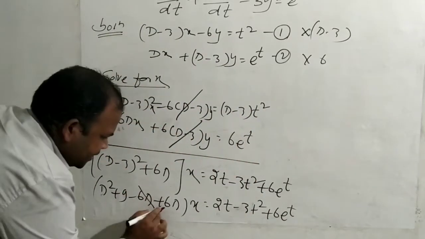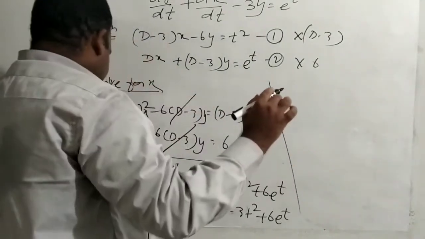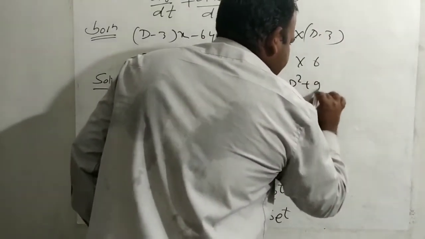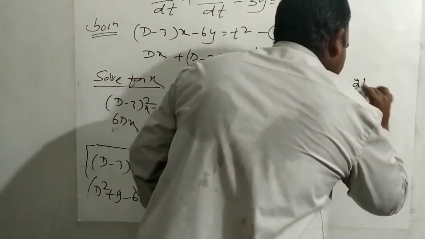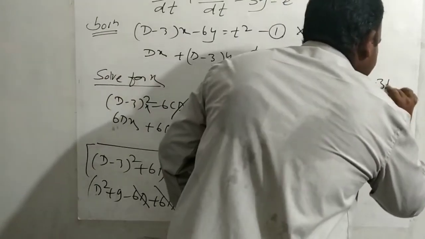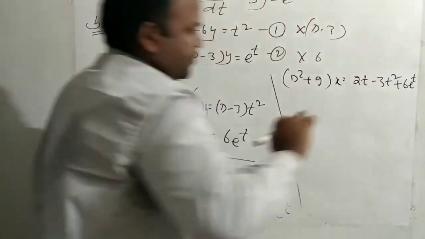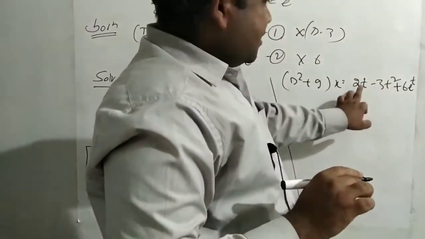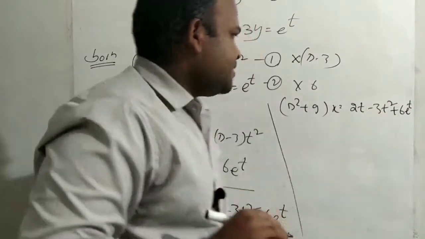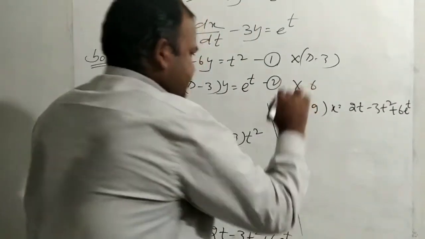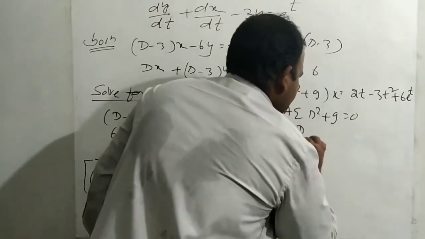Here plus 6d minus 6d is cancelled. So this is (d square plus 9) x equals 2t minus 3t square plus 6 e raised to t. Here 2t minus 3t square is of the form x raised to p, that is t raised to p, binomial series, and this is type first. Now you find the CF.